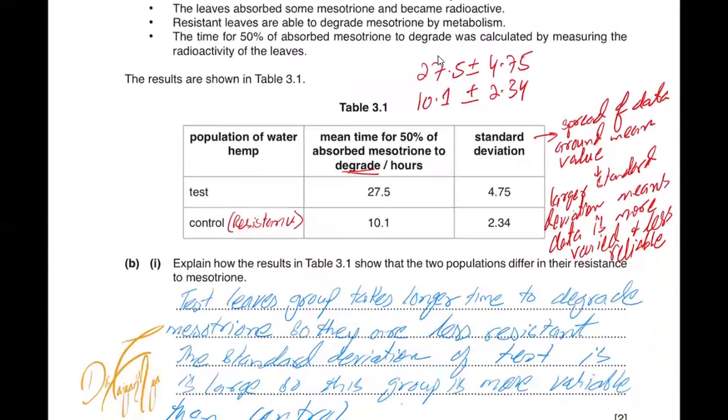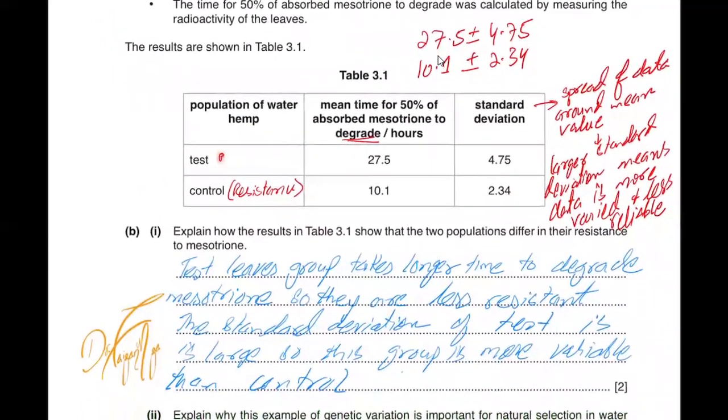The results are shown to you in table 3.1, for the populations of water hemp, test and control. We know the control is the resistant one, so we can annotate that resistance is present in the control.